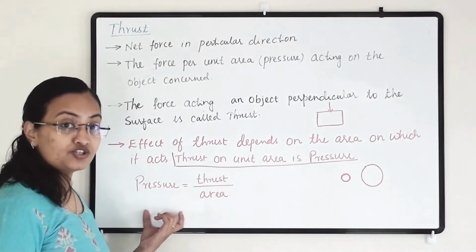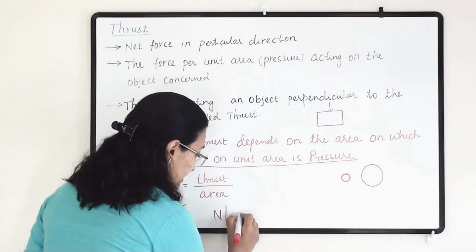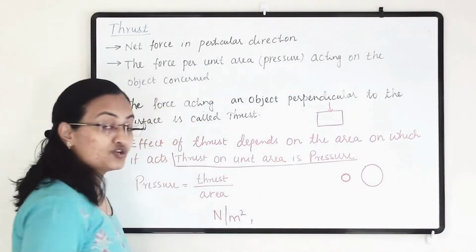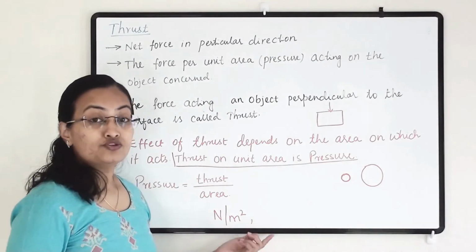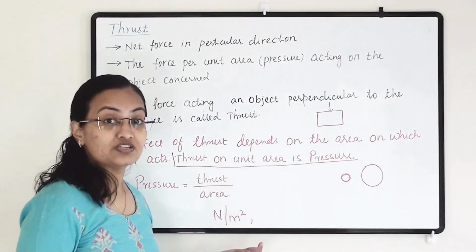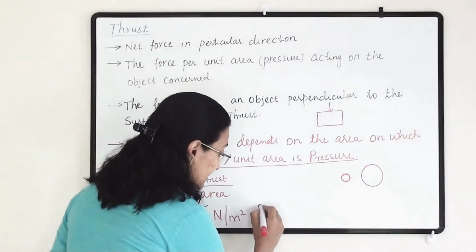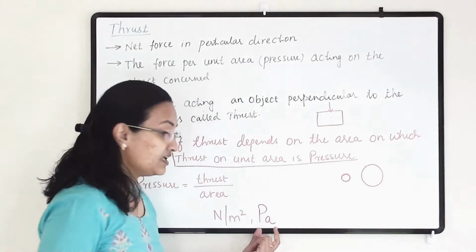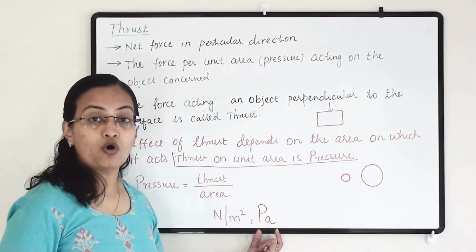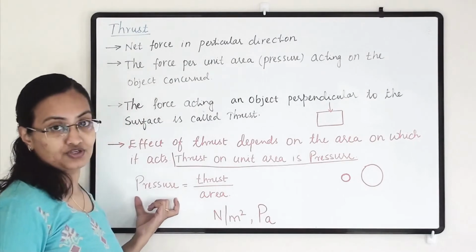Now the unit of pressure is Newton per meter square. To honor one scientist, Blaise Pascal, and acknowledge his contribution towards pressure, we have given the unit Pa, which is short for Pascal. So these two are the units for pressure.